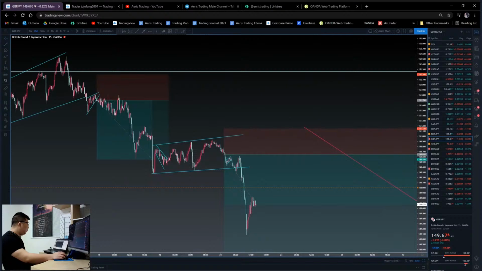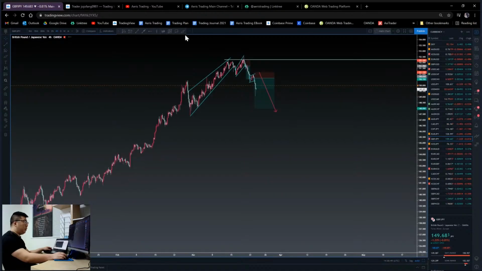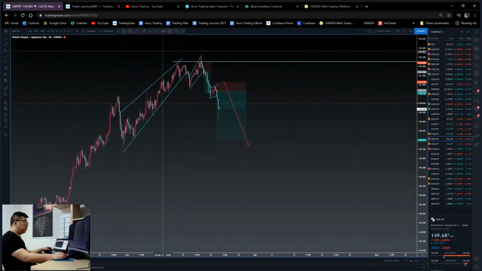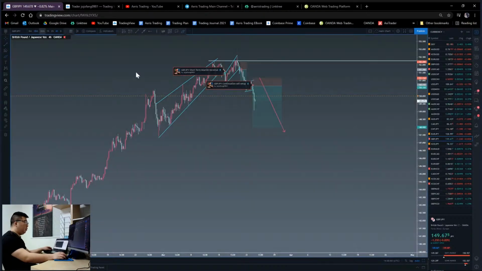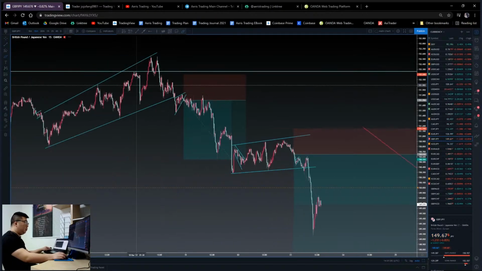We'll get started by quickly going over just the two positions that I'm in. Pound yen. If you recall, two entries here. The first entry I got in was the break of this ascending channel, and then we have the impulse, correction, impulse. So I got in on this trade. I think a lot of you got in on this one.